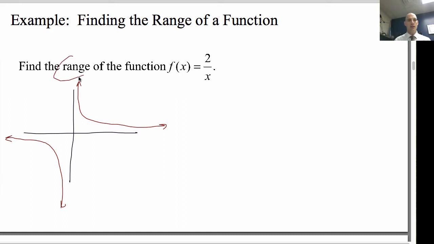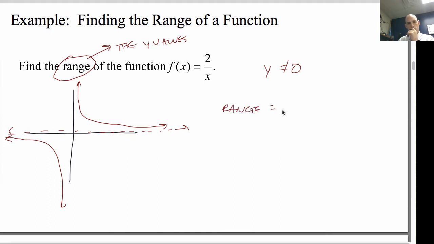And so the range is the y values. So to think about y values would be like, where does the graph touch? Okay, so it touches all this, but what doesn't it touch? So y can't equal 0, right? So there's this asymptote at 0 right here. We're going to talk about asymptotes in just a minute. So my range, all real numbers except 0. Okay, so all real numbers except 0.